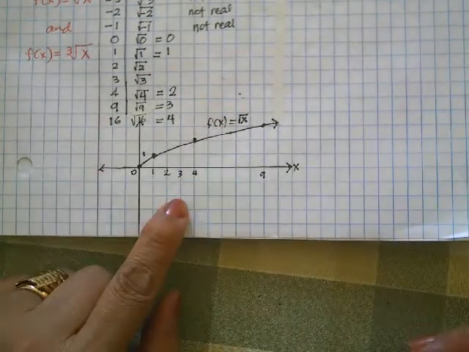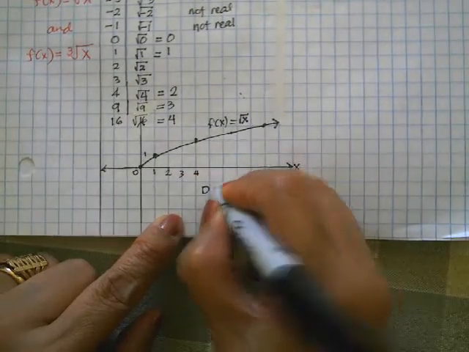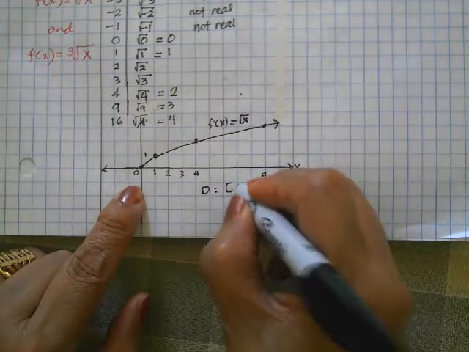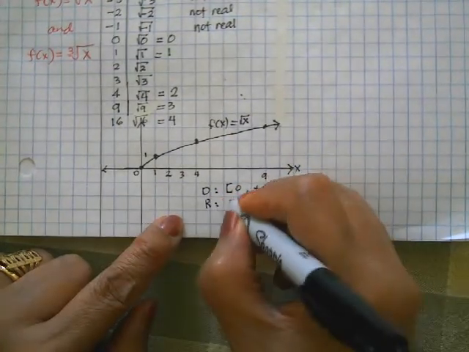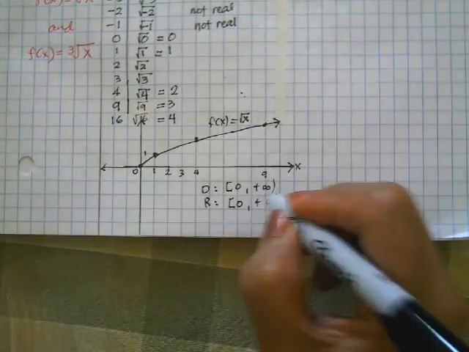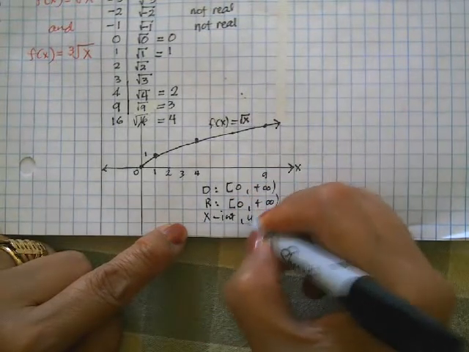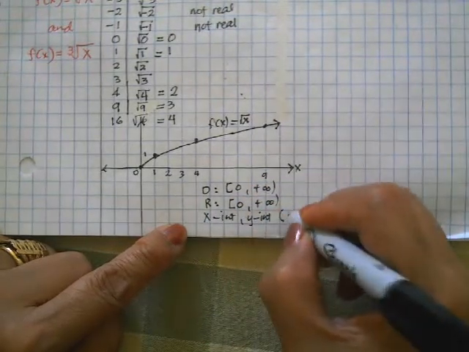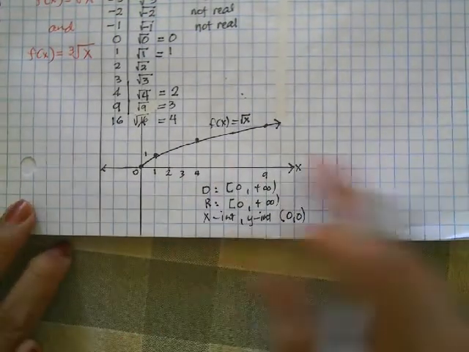Now let's study this. Our domain will be from 0 to positive infinity. Our range is also from 0 to positive infinity. Our x and y axis is the same. Our x and y intercept is the point 0, 0. It looks like a parabola opening to the right.